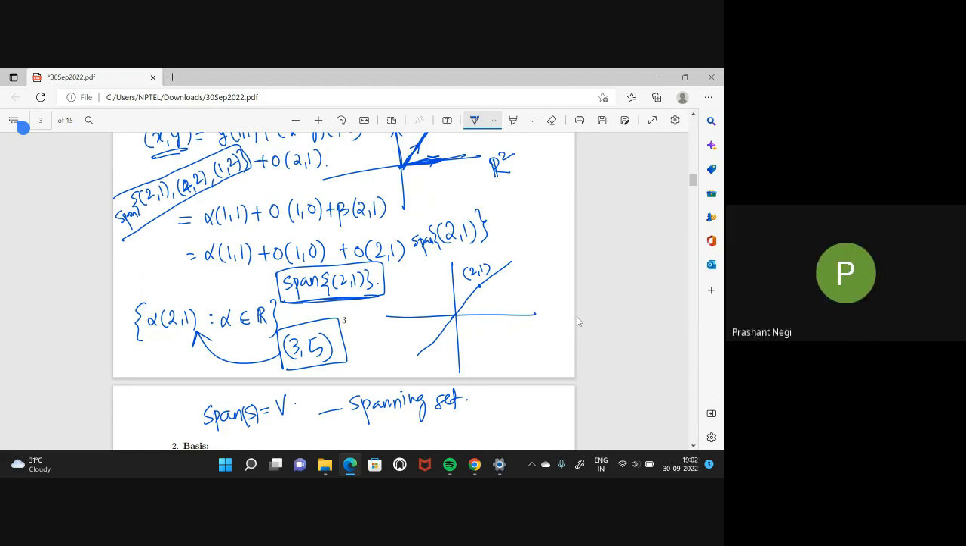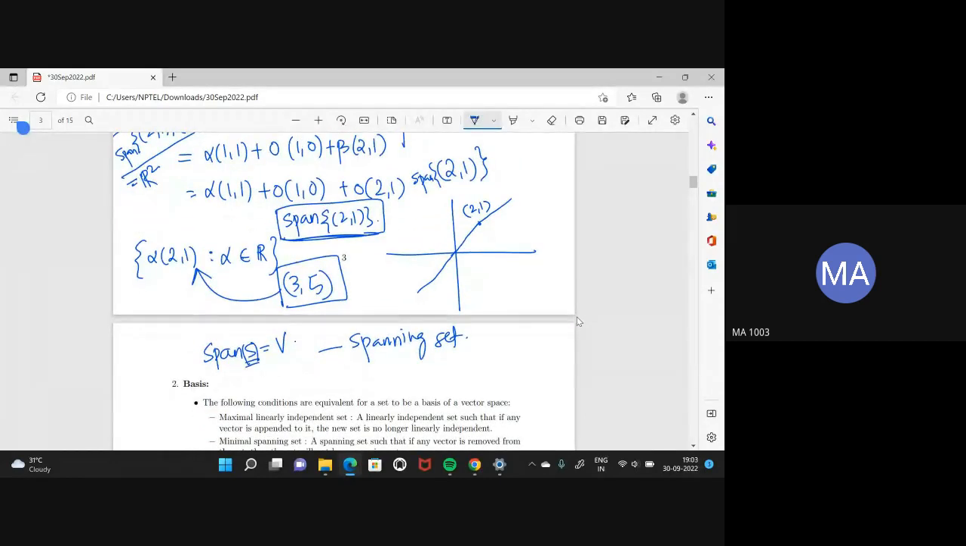So it is not a spanning set? Why is it not a spanning set? No, it is a spanning set. It is a spanning set for R2. If you take a subset and its span is equal to R2, then it is called a spanning set. You take any set, if it spans a vector space, it is called a spanning set for that vector space. All the above examples were spanning sets.